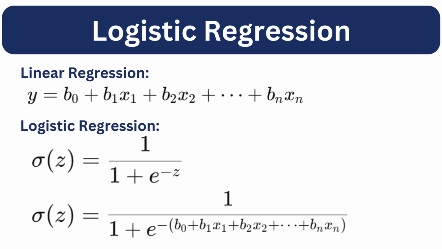Here we have a linear regression equation and a sigmoid or logistic function. A sigmoid function is 1 divided by 1 plus e raised to the power minus z. And what is z? This is actually the linear regression equation. So if we put the linear regression equation into a sigmoid function, it becomes logistic regression.